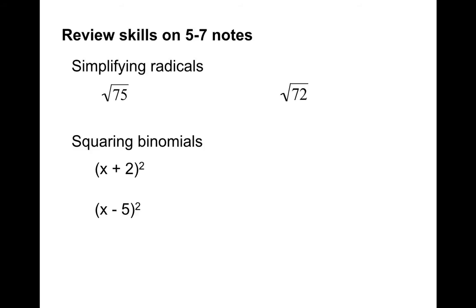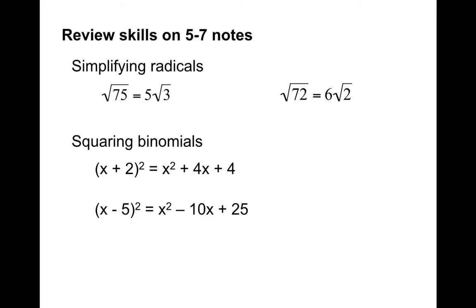For the simplifying radicals, you should have 5 times the square root of 3, 6 times the square root of 2. The binomials, squared, and simplified would be those. If you got those right, you can fast forward this a little bit, but if you need the explanation, here's how you worked them out.